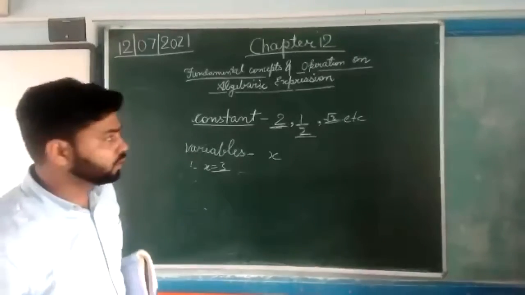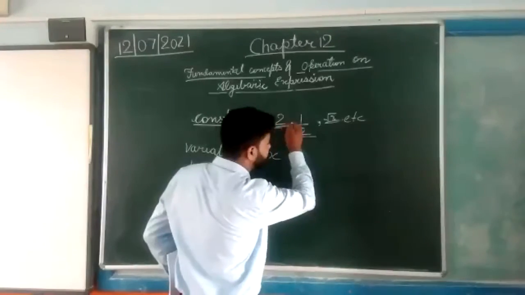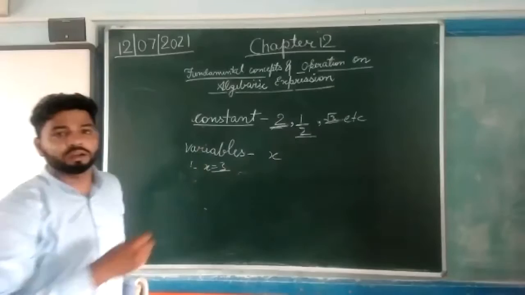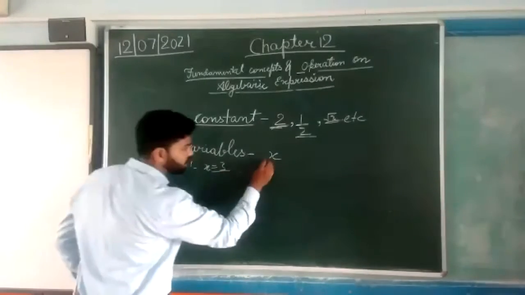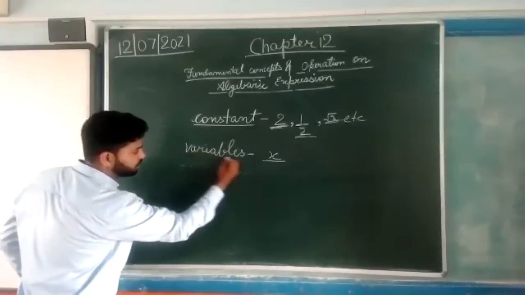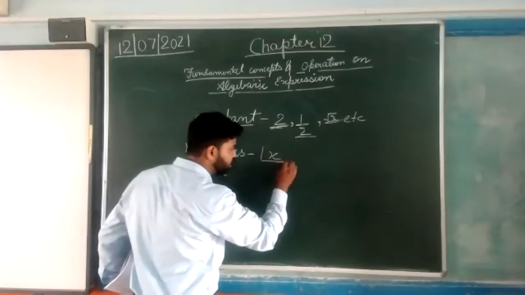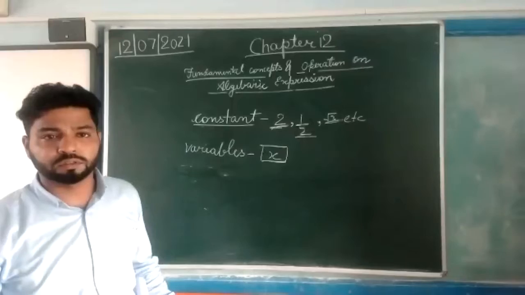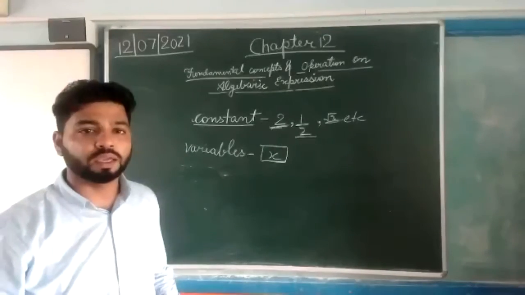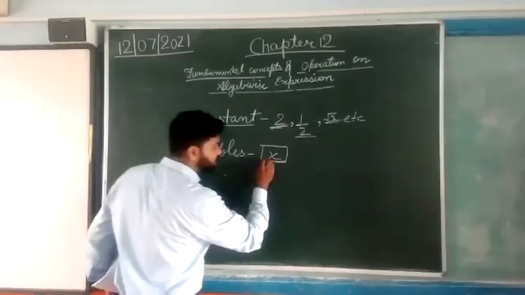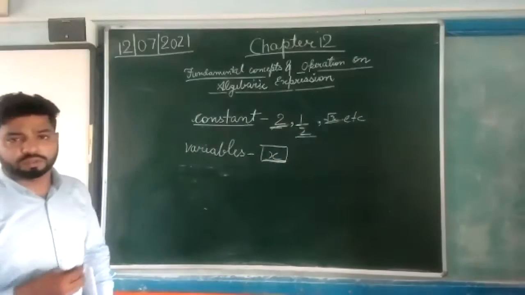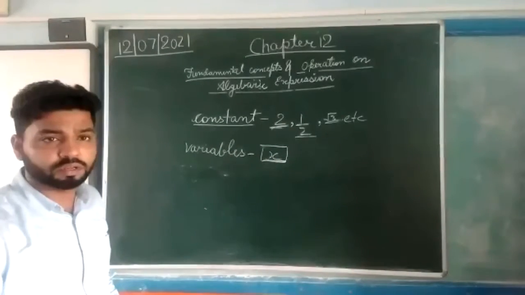So any numerical value is called a constant, and any alphabetical letter is called a variable, or a variable is that value which depends upon the situations. Okay, so we can convert the value of this thing. Okay, yes, sure.